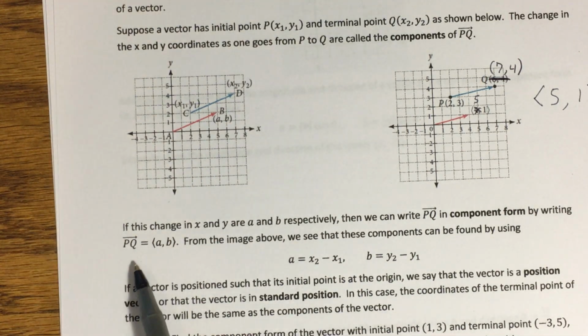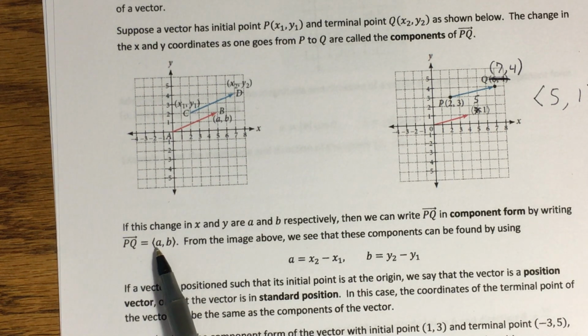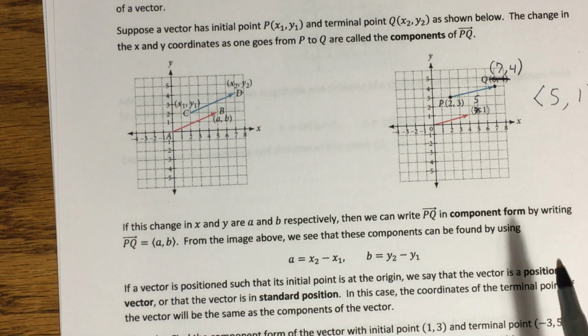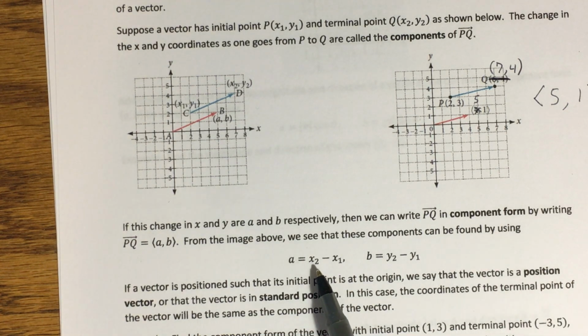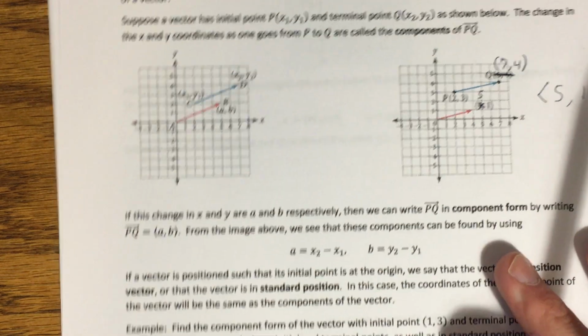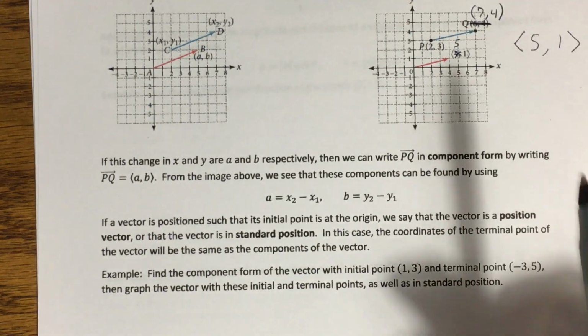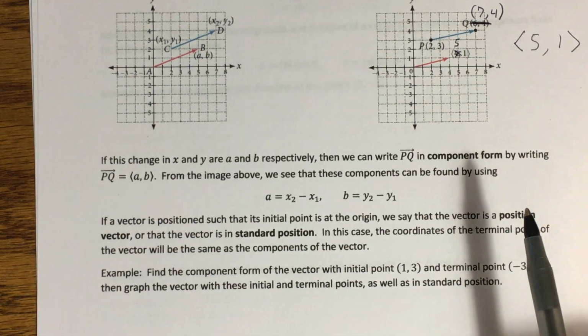So if you have a vector PQ like this, initial point P, terminal point Q, and its component form looks like this, a, b, we can find a and b just by taking the difference of the x coordinates and the difference of the y coordinates, always in the order of terminal minus initial. If you do it the wrong order, you're going to get the opposite of what you want. Okay, so that's called putting it in component form.